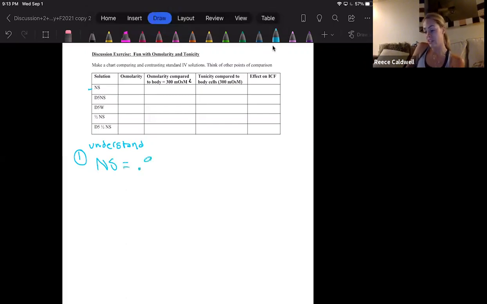NS. This stands for normal saline. And what normal saline is, is 0.9% saline. Saline is sodium chloride, NaCl. Saline is just some salt added into water. 0.9 grams of salt added into 100 grams of water.